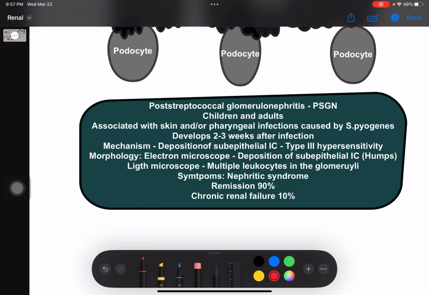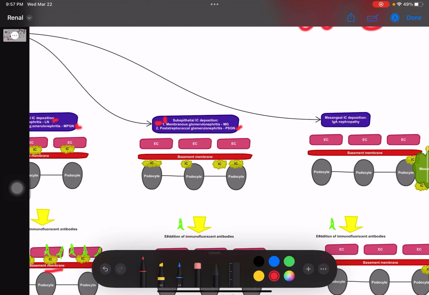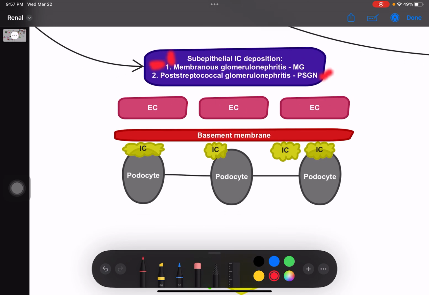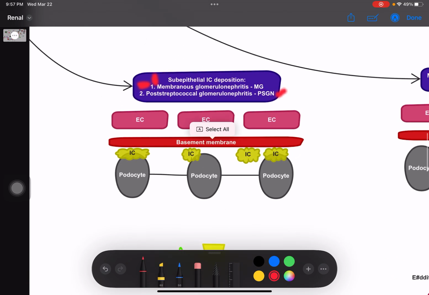In mechanism, we have deposition of subepithelial immune complexes, as we remember from here. We have post-streptococcal glomerulonephritis below the basement membrane. Epithelium. This is epithelium, so below that.